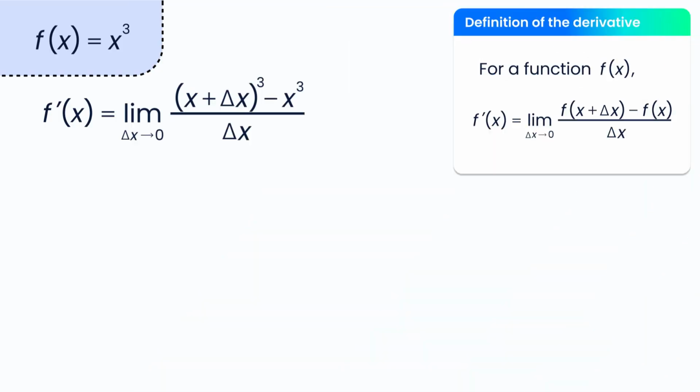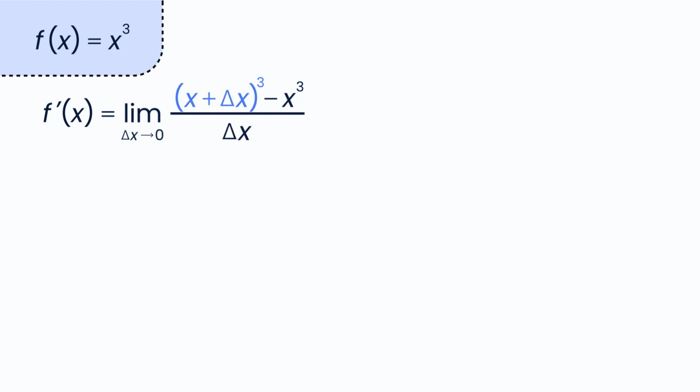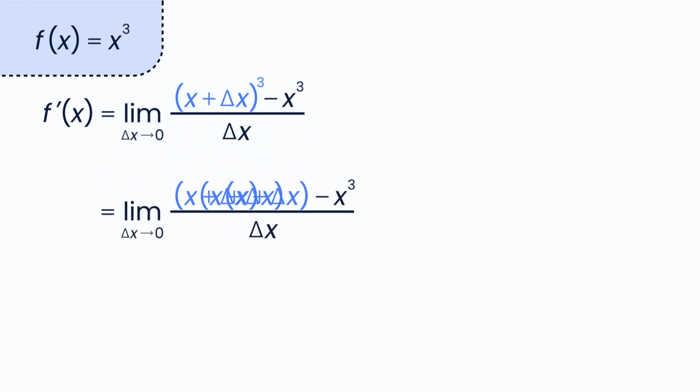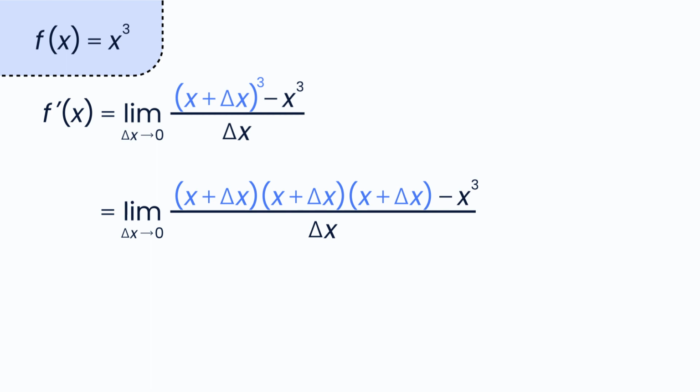Now, let's use the definition of the derivative to check the result. You insert the function into the definition, which gives you the quantity x plus delta x cubed minus x cubed in the numerator, and delta x in the denominator. Recall that the quantity x plus delta x cubed equals the quantities x plus delta x times x plus delta x times x plus delta x.